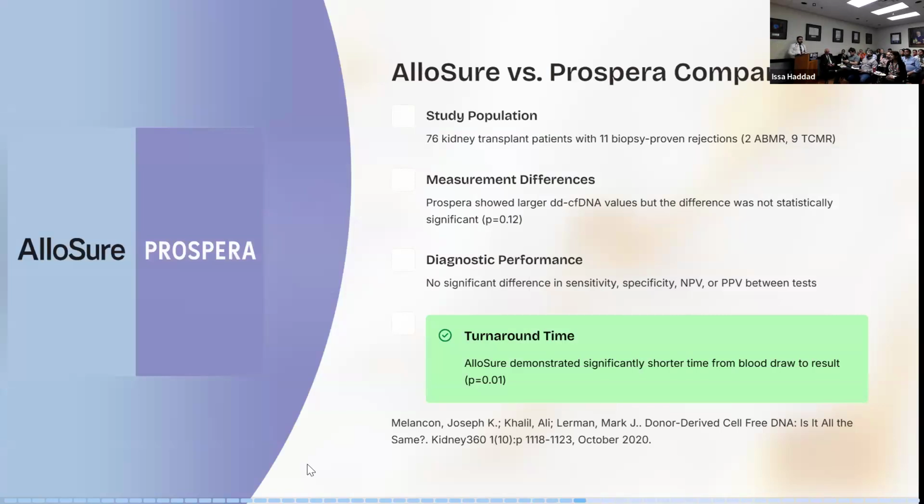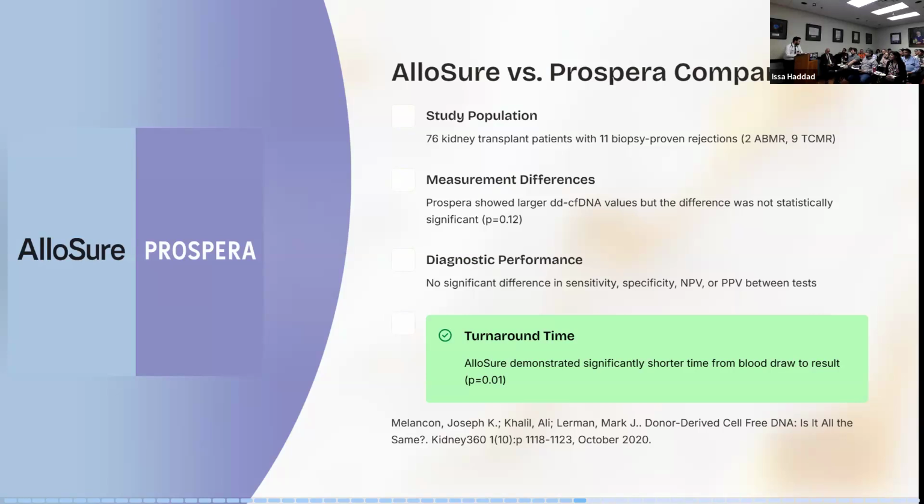So those three studies, and then the question that has arisen was, which is better, AlloSure or Prospera? I didn't find a lot of studies comparing them both, but this one study I found looked at 76 kidney transplant patients with 11 biopsy-proven rejections, and they didn't really find any difference. It wasn't statistically significant, the difference between Prospera having a larger donor-derived cell-free DNA, or any difference in sensitivity, specificity, NPV, or PPV. The only significant difference that they were able to document is the turnaround time. AlloSure was shorter, the time from blood draw to result. Do you know the absolute days value? I think around 3 days versus 7 days, or 5 to 6 days, I think.